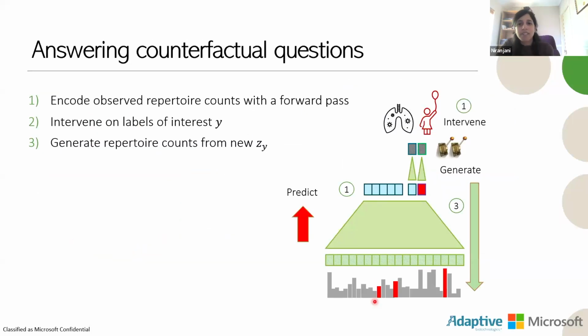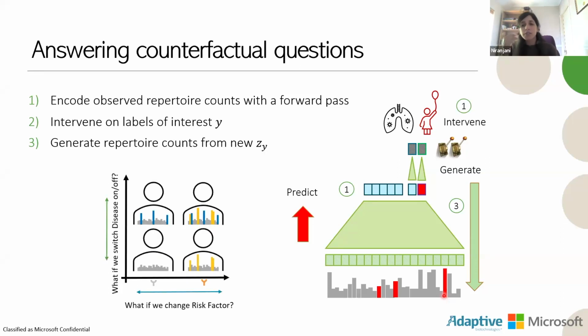Given such a disentangled representation, we can use the trained model to answer counterfactual questions about the data. So the procedure basically looks something like this. We pass the repertoire through our encoder to get the low-dimensional latent representation. We can then intervene on a label of interest and sample a new value for that predictive latent accordingly. And then we pass our intervened latent through the AIRRIVA decoder to reconstruct a new set of TCR counts corresponding to these intervened labels. So what this lets us do is answer questions like, what if we switch disease on and off? What if you change the presence of a risk factor? How is this going to change the counts that we observe?